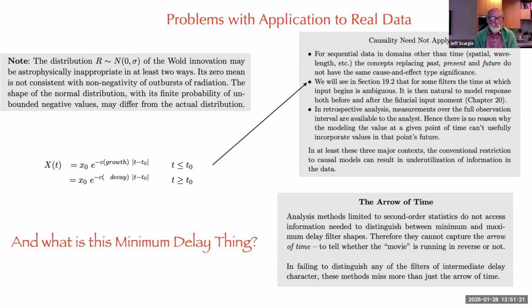It's a great picture, but there are some problems already with it. In the real world, causality is not always something that you want to have happening. For example, in domains other than the time domain, causality doesn't have the same meaning at all. And in spatial domains or wavelength or any other domain than time, causality is sort of a non-issue.